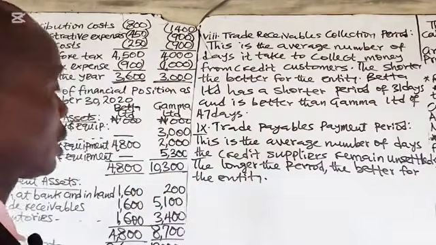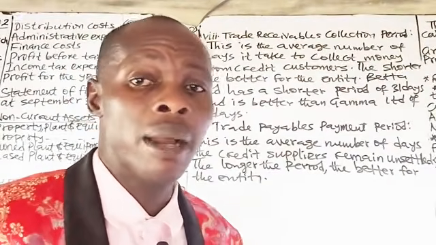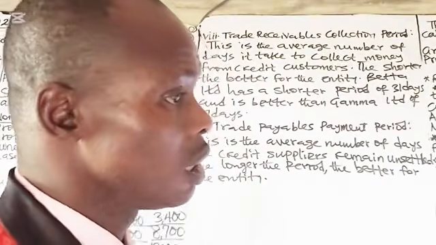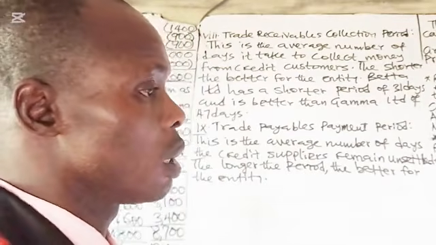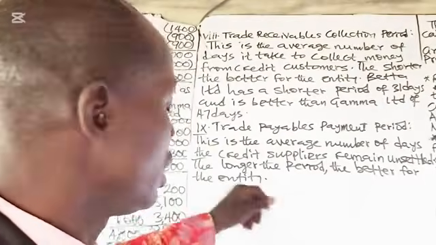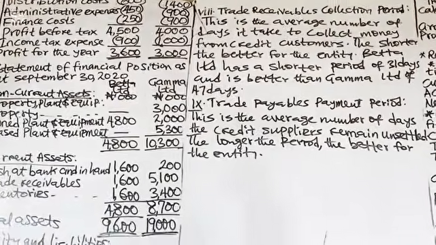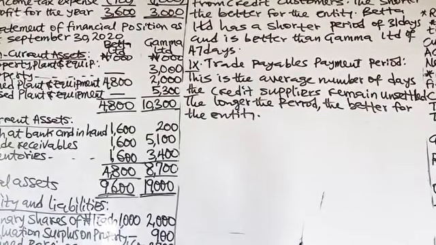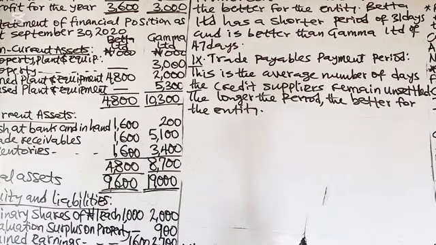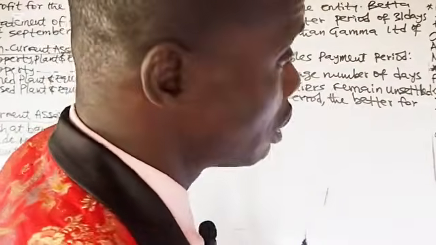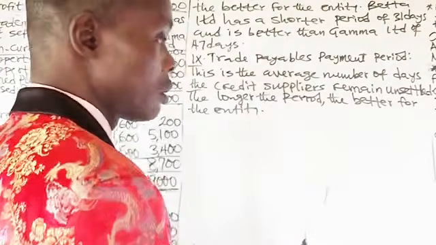But I want you to know that if you delay the payment of suppliers unnecessarily, suppliers will not be willing to extend credit to you. So they will not be willing to extend further credit to the entity. So that is the implication if you delay the time of settlement unnecessarily. So both companies have similar payable payment periods.